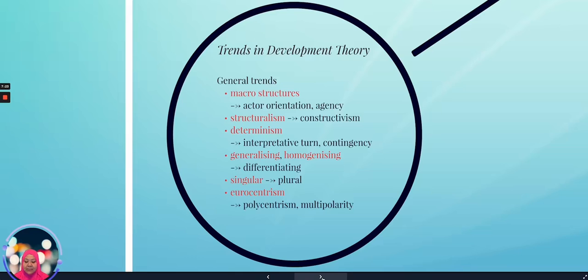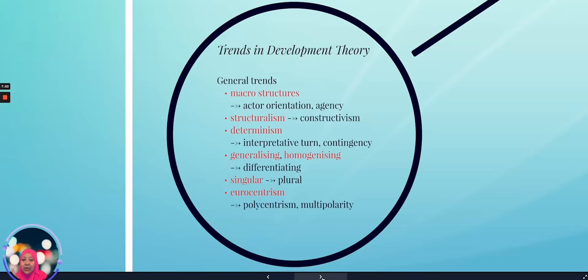Determinism is something like everything is being done for you. Everything is being identified for you. You don't have to think about anything. You just follow. And after the Cold War ended, or in the late 20th century, you can have interpretative turn. That means you can actually interpret things. You can think on your own. Contingency, that means you have other plans. Before the Cold War ended, you cannot have other plans.